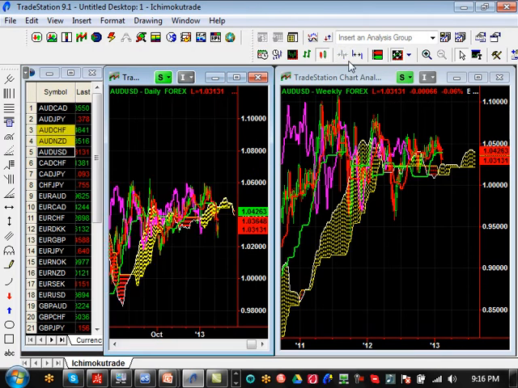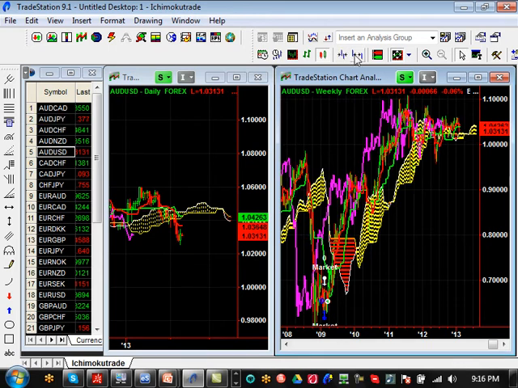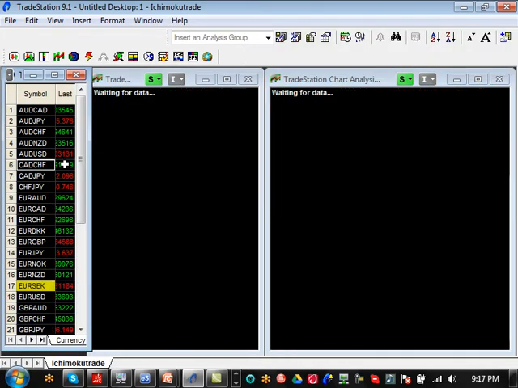Australian USD, really not doing anything at all, just sitting there consolidating. You could see here from the weekly time frame. Really doing nothing. It bounced off 600, and basically support right now is around 200. It's just ranging between those two values.